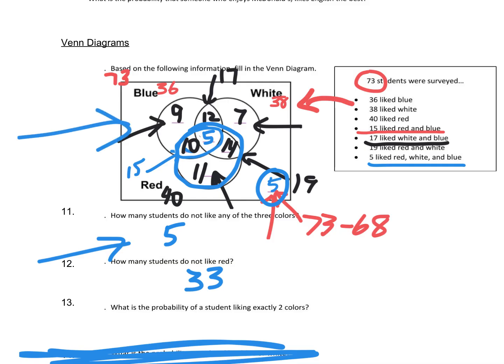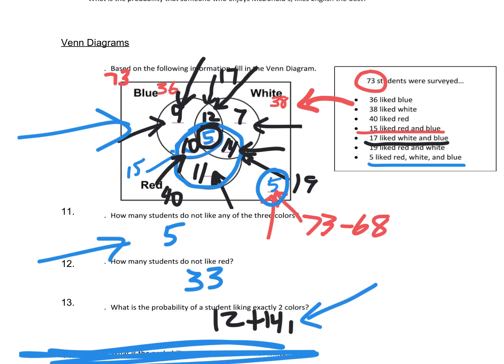So, all right. What's the probability of a student liking exactly 2 colors? Well, you ask these kids one at a time. Do you like exactly 2 colors? No, they don't. Do these 12 here, do they like exactly 2 colors? Yes, they do. Okay, so that's 12 kids so far. How about the middle ones? No, the middle ones, the 5 here, they like 3 colors. They don't count. It's only 12 and 14 and 10. So 12 plus 14 plus 10. And that adds up to 36.